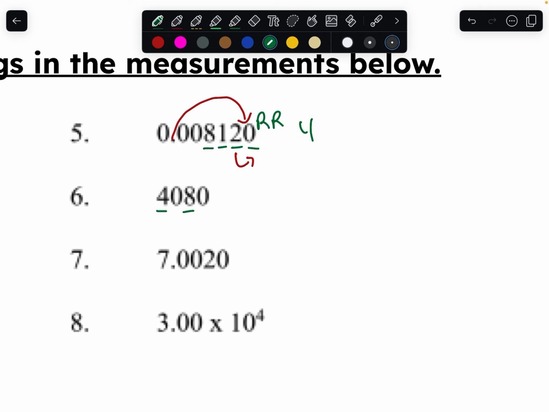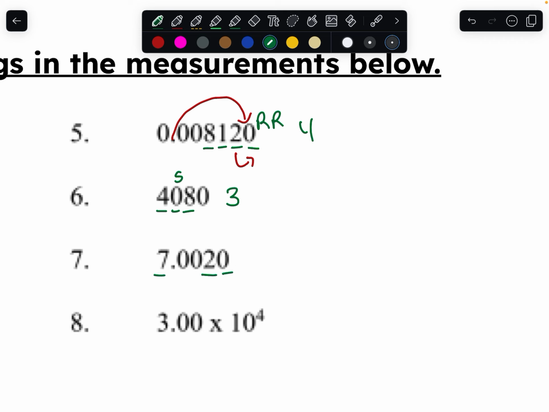4080, significant 4 and 8. We have a sandwiched 0 there. This 0, you may think it's to the right of 8, so maybe it's going to be a right, but there's no decimal there, so we're not going to count it. Just giving us 3.